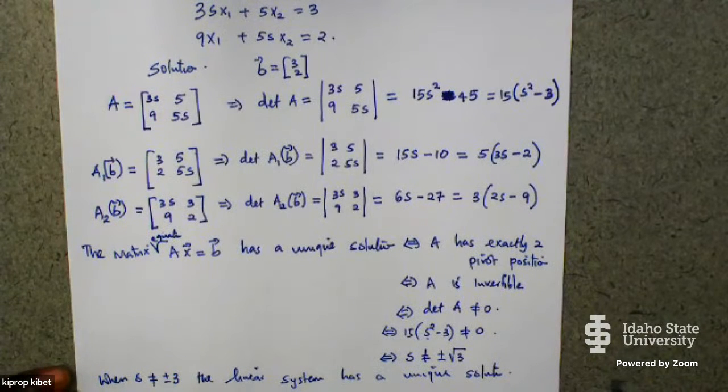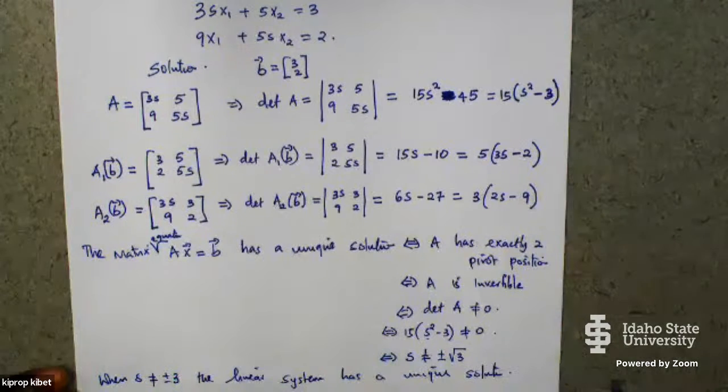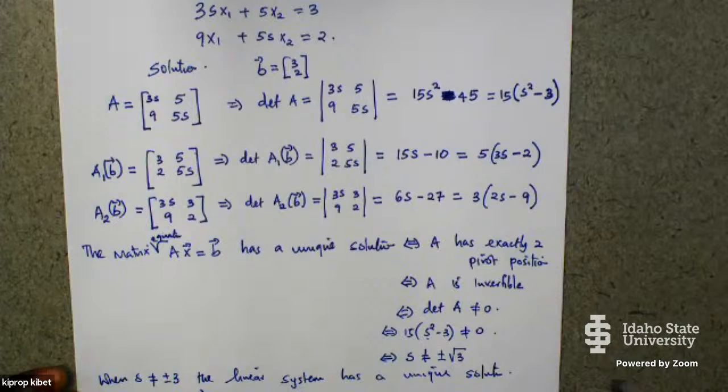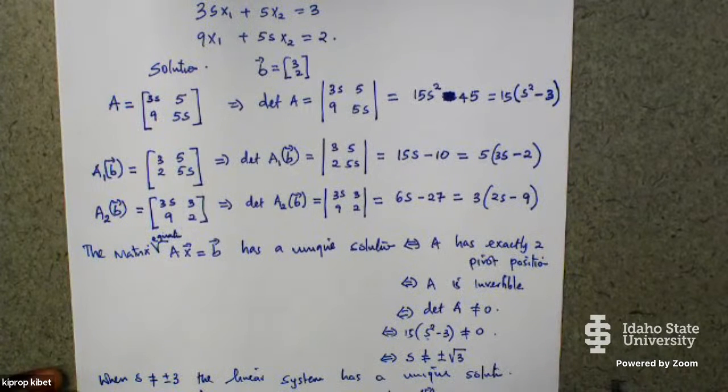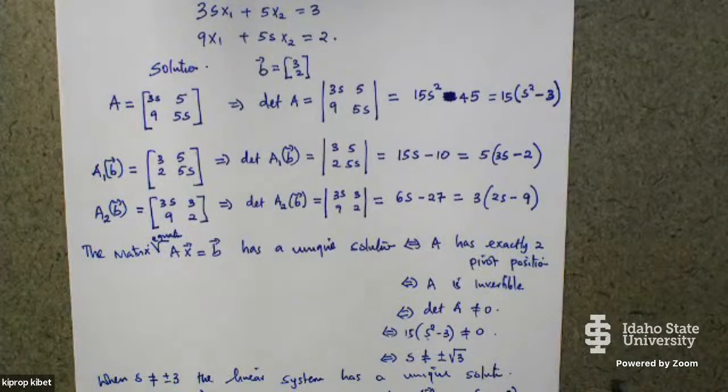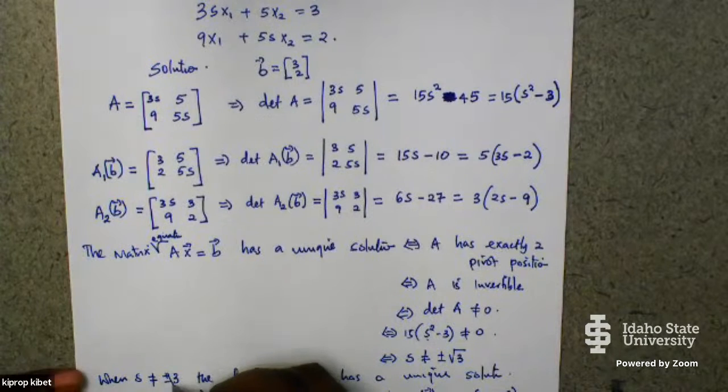So then x1 is equal to the determinant of A1(B) over the determinant of A, which is the same as (3s minus 2) divided by 15 times (s squared minus 3). And x2 equals the determinant of A2(B) over the determinant of A, which is equal to (2s minus 9) over 15 times (s squared minus 3). So for us to have the unique solution, s should not be equal to plus or minus the square root of 3.